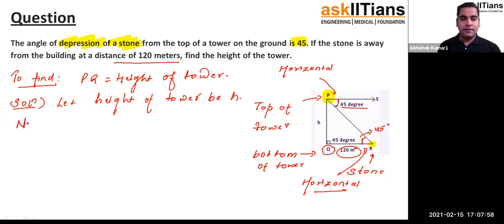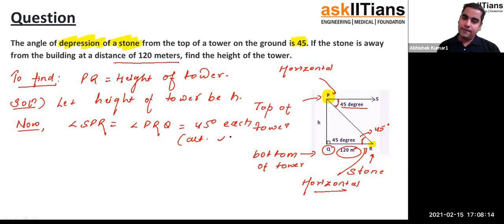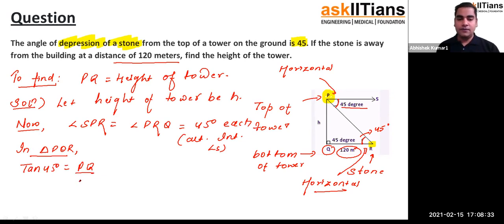Now what do we have? Because this angle that you have, angle SPR, which denotes the angle of depression, would be same as angle PRQ, right? And both of them will be equal to 45-degree each, alternate interior angles. So now I can apply the concept of trigonometry in triangle PQR. And if I calculate tan of 45-degree in this triangle, what will I get? Tan of 45 degrees is perpendicular by base. So that is going to give me PQ upon base, which is QR. Understood? Tan 45 is 1.